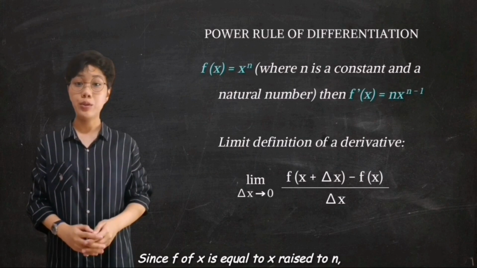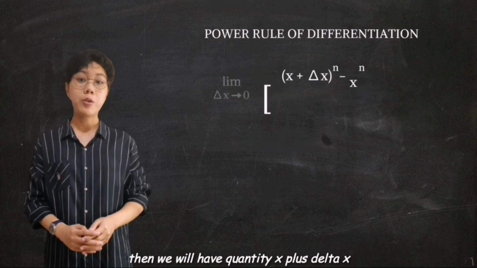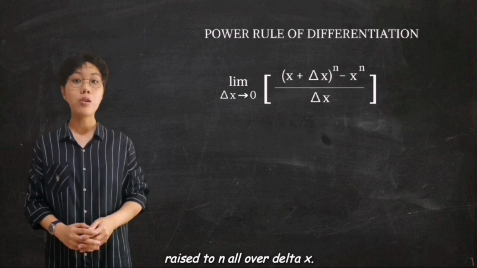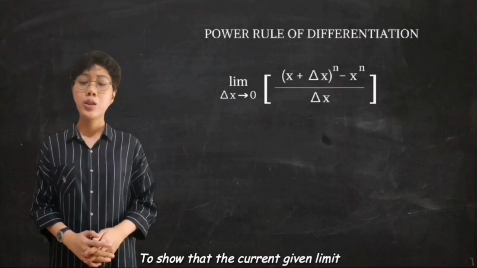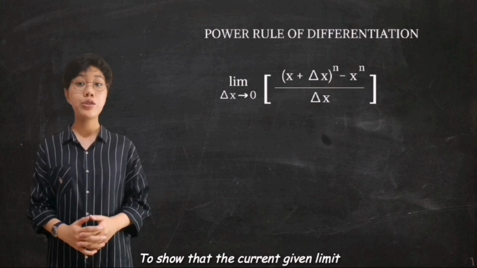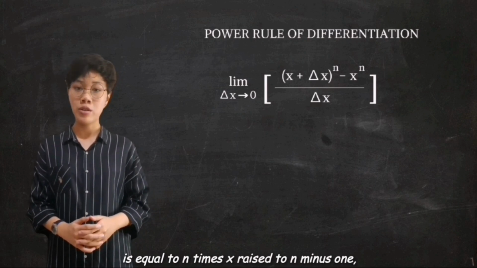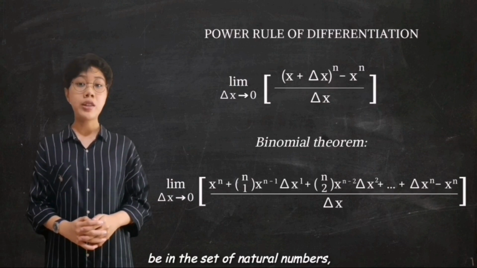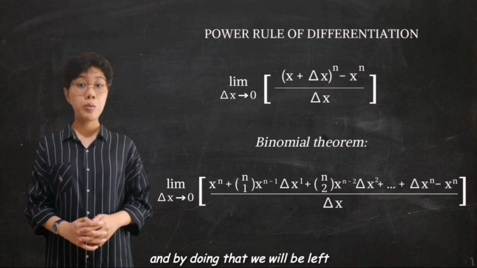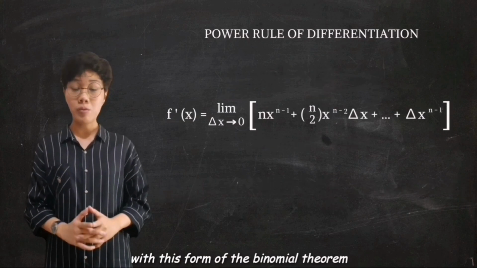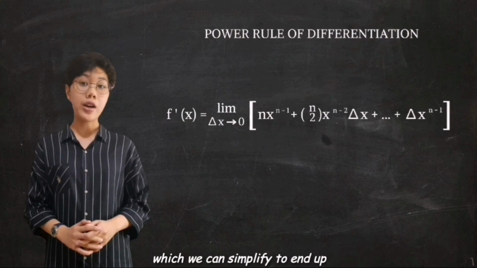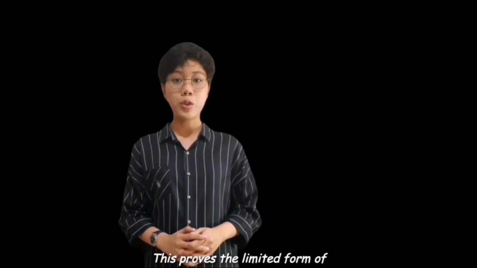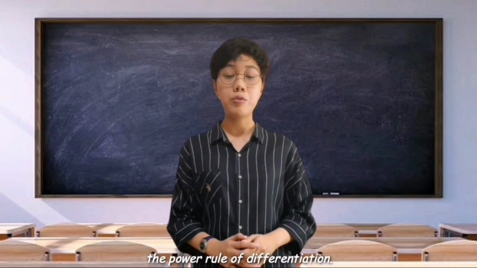Since f of x is equal to x raised to n, then we will have quantity x plus delta x raised to n minus x raised to n all over delta x. To show that the current given limit is equal to n times x raised to n minus 1, we will use the binomial theorem. Now, we will let n be in the set of natural numbers, and by doing that, we will be left with this form of the binomial theorem, which we can simplify to end up with n times x raised to n minus 1. This proves the limited form of the power rule of differentiation.